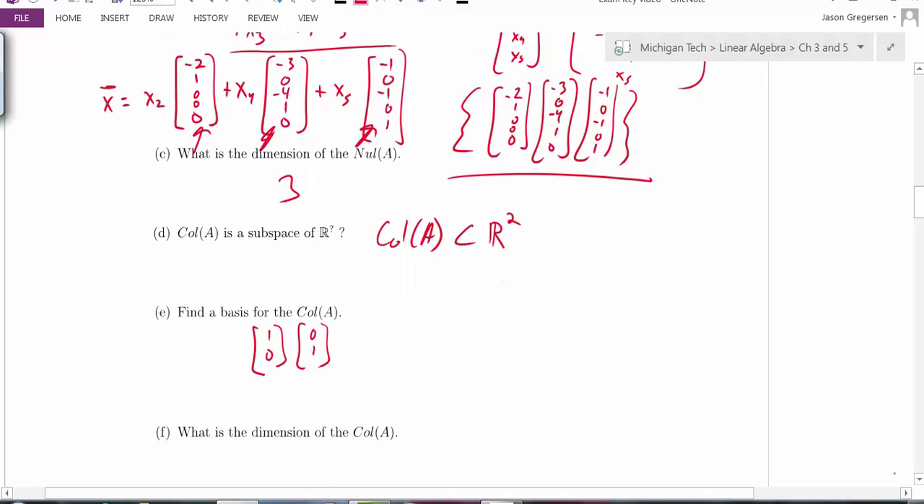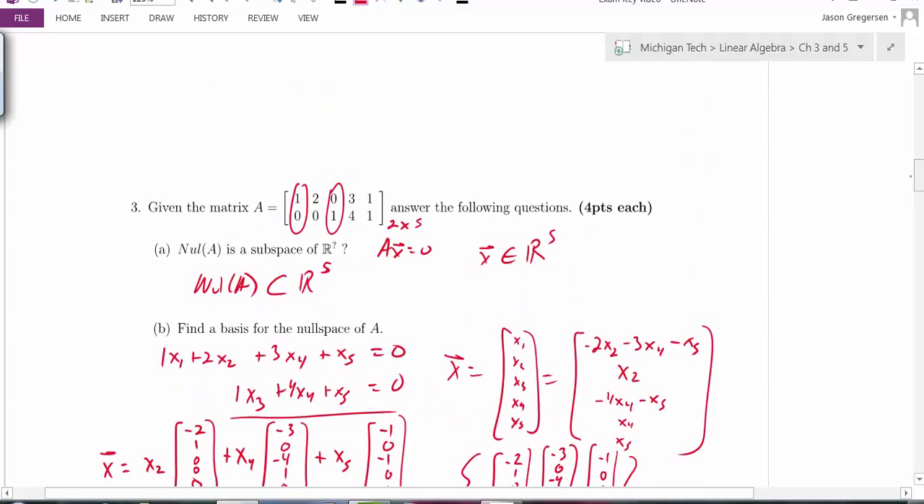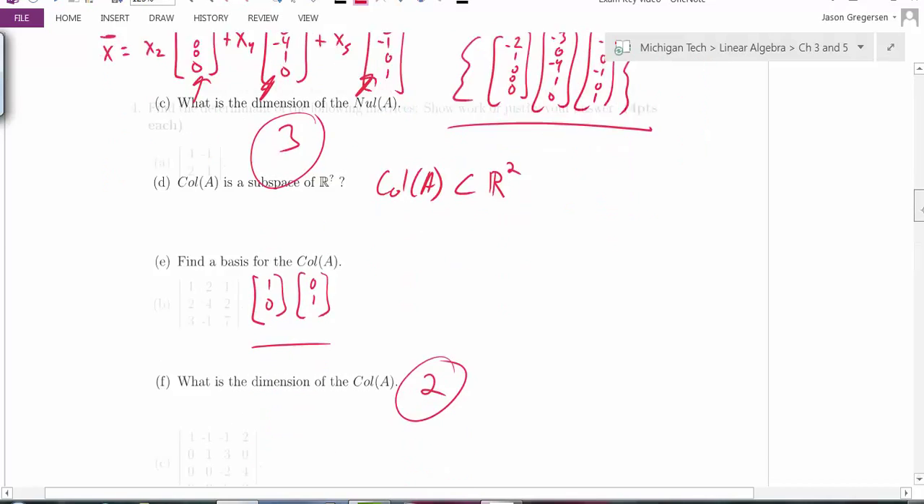Next part says, what is the dimension of the column space? Well, I have 2 vectors in the basis, so therefore the dimension is 2. And then as a quick check, I should be able to see that the dimension of the column space of A plus the dimension of the null space of A should give me n, as in the number of columns of our matrix A. And sure enough, I do get 5.